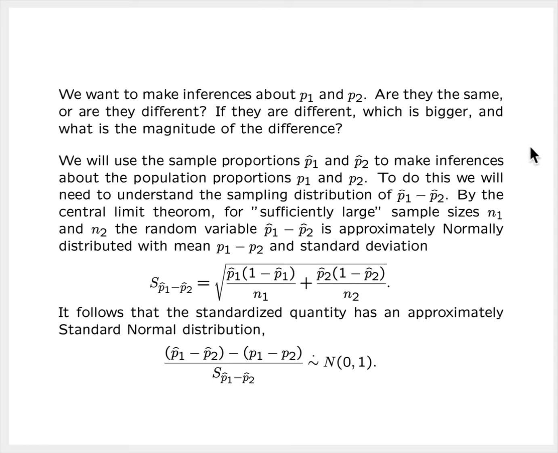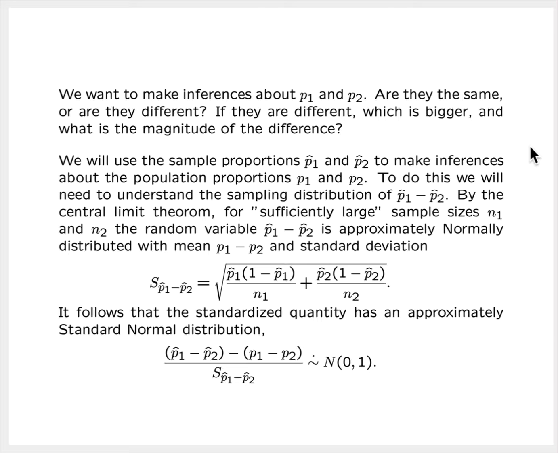We want to make inferences about P1 and P2. In particular, we want to compare them. Are they the same or are they different? If they are different, which is bigger, and what is the magnitude of the difference? We will use the sample proportions, P1 hat and P2 hat, to make inferences about the population proportions P1 and P2. Now, to do this, we'll need to understand the sampling distribution of the difference between the sample proportions, P1 hat minus P2 hat.